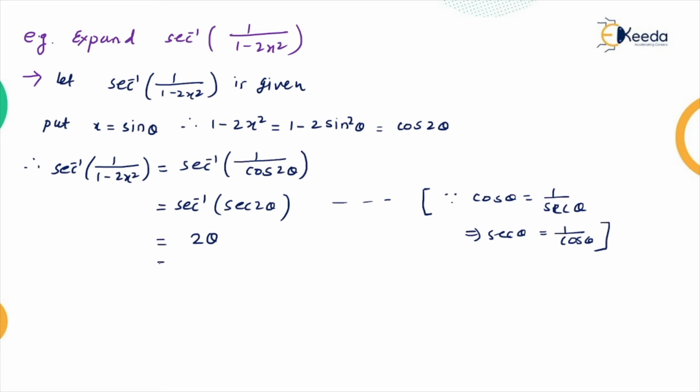So therefore theta means 2 into sine inverse x. Since I already substituted x as sine theta, that implies theta is equal to sine inverse x. That is, we get a trigonometric inverse function here, right? And you know the sine inverse x series.